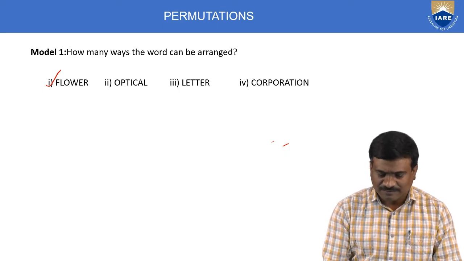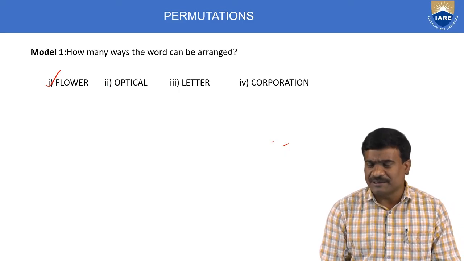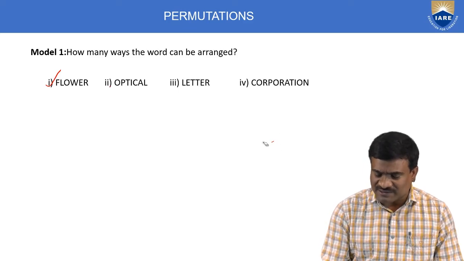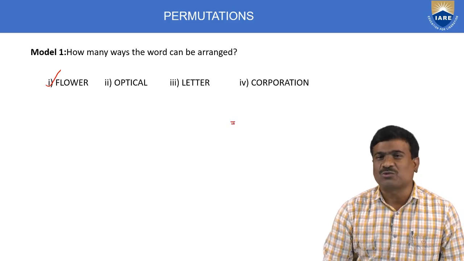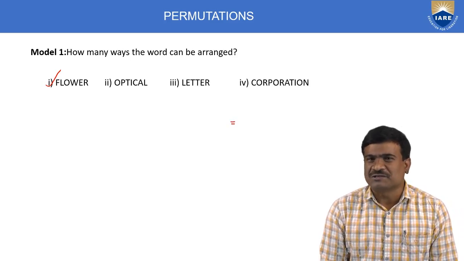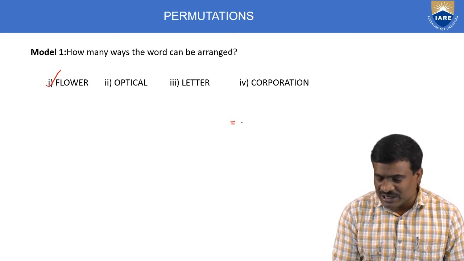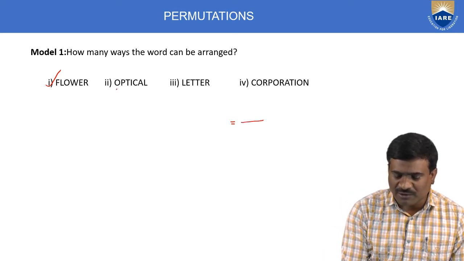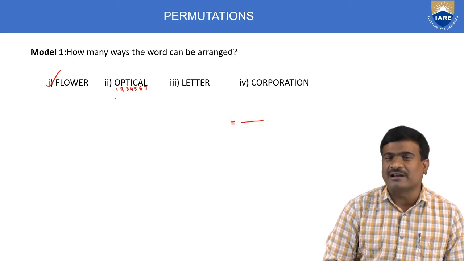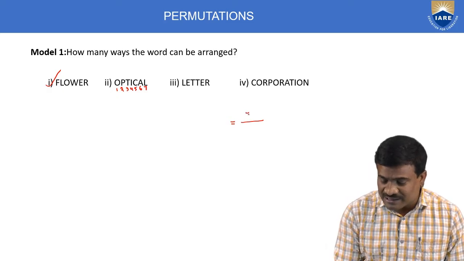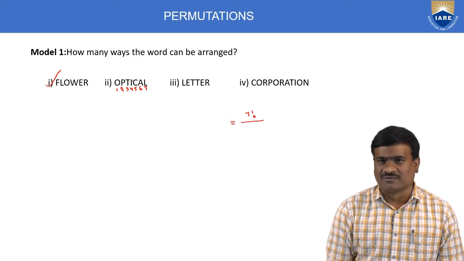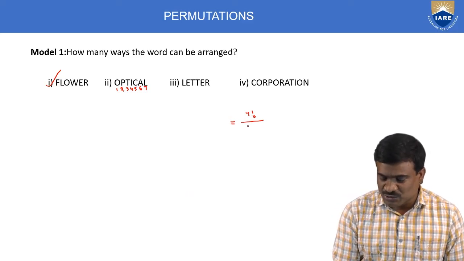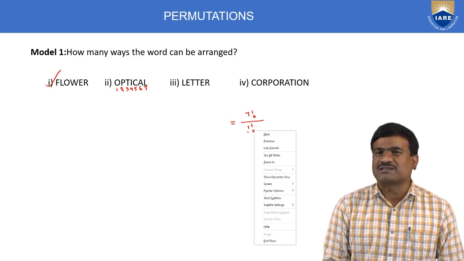Next, the second one, OPTICAL to be arranged. Again, the same method as the first. Here we just calculate the total number of arrangements. The numerator is the total number of letters in OPTICAL, which is 7 letters. 7 letters are arranged in 7 factorial. And the denominator is the repetition of letters in OPTICAL. There is no repeated letter, so it is 1 factorial.